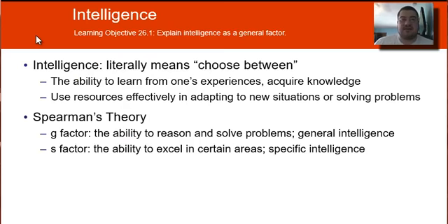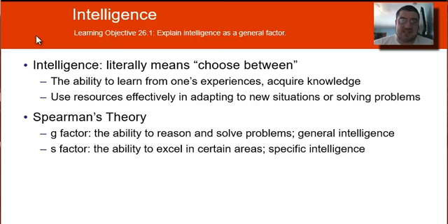So let's get started. What does intelligence mean? It literally means to choose between. It means learning from your experiences and acquiring knowledge, and how well you do that. How well can you use your previous situations to adapt to new situations and solving problems? There's a couple different theories you need to know about.